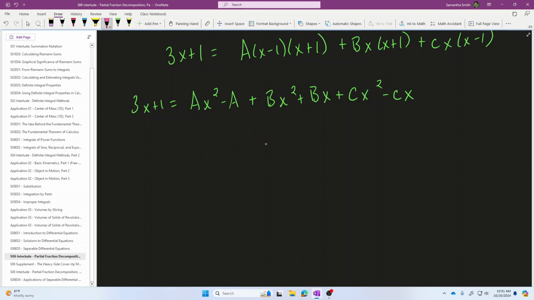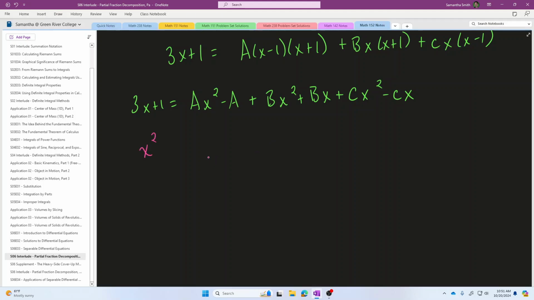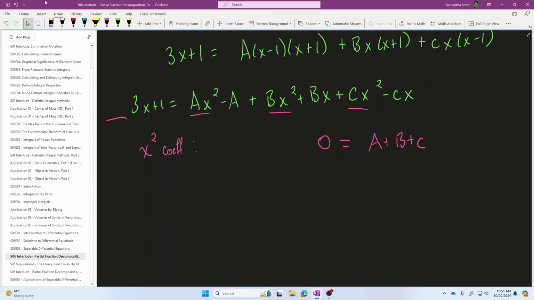Now I'm going to look at all the like terms in this expression, starting, for example, with the x squared terms. If I look at the coefficients of x squared on the right, I have a and b and c, all positive. Meanwhile, I have no x squared terms on the left, so all of that together would equal 0.